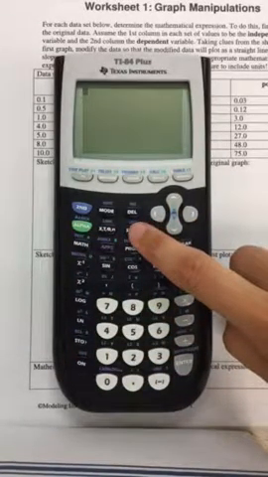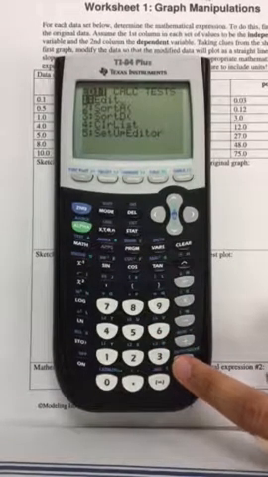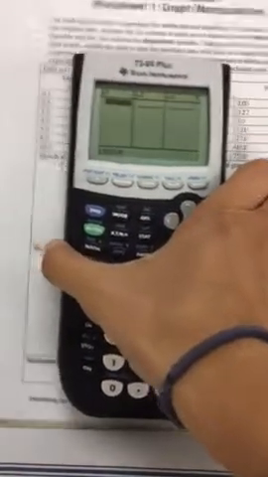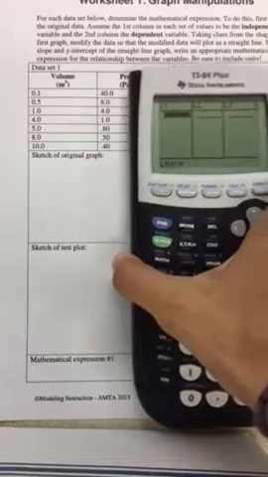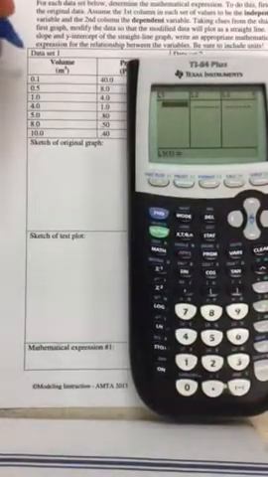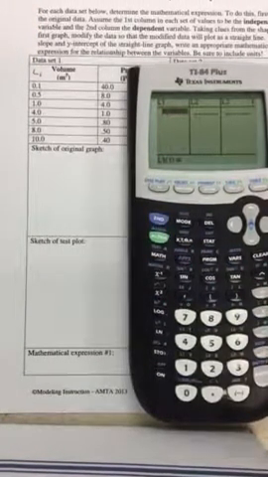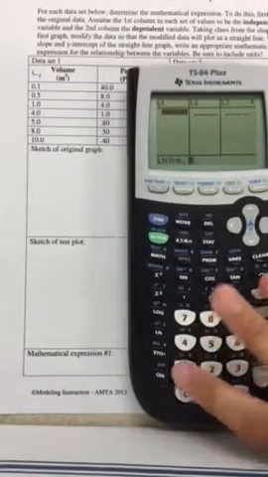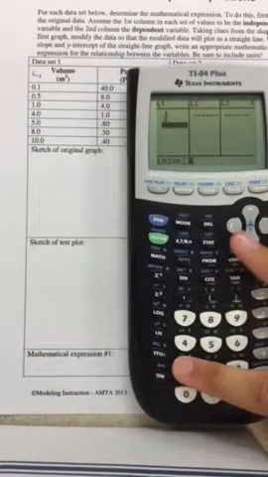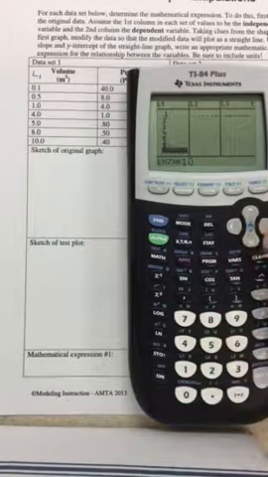To do that, we are going to use the Stat button. And in Stat, you can see it's on the Edit menu, and if we hit enter, we're brought to our lists. Now we are going to enter in this data exactly as it is into our list. So we're going to put volume in L1, and just to remind myself that volume is in L1, I'm going to write L1 right next to it. And then I'm going to enter in the data, so 0.1, 0.5, 1, 4, 5, 8, and 10.